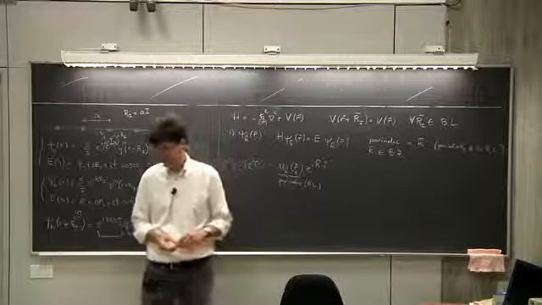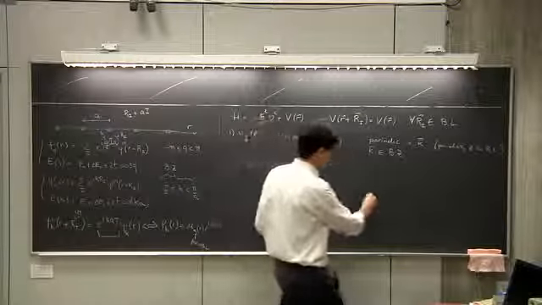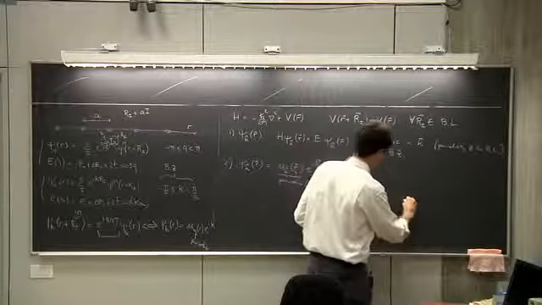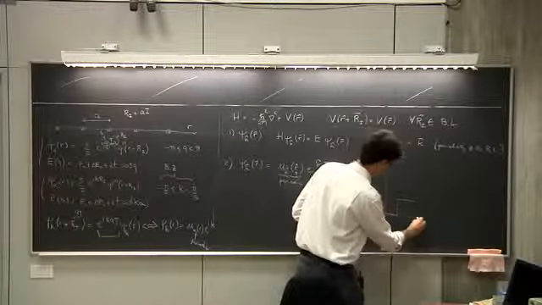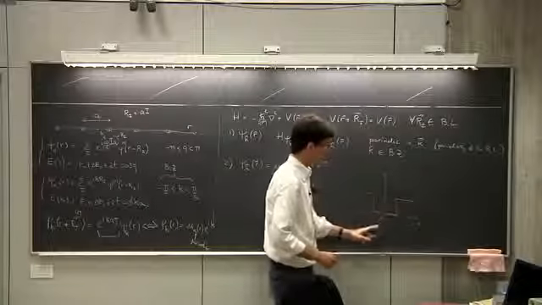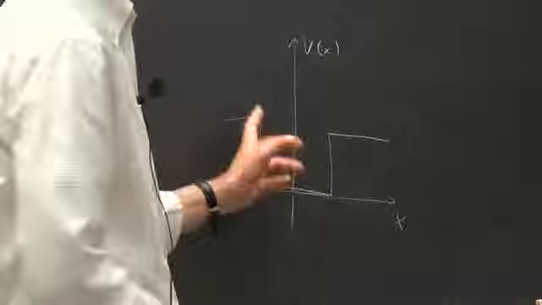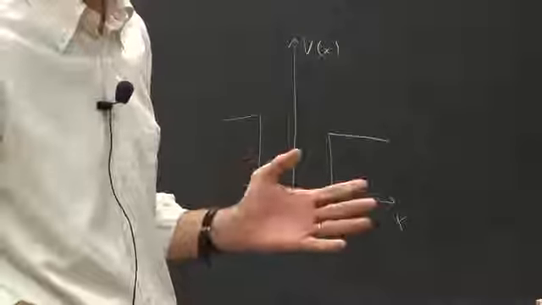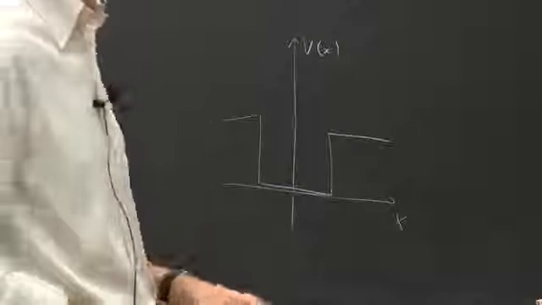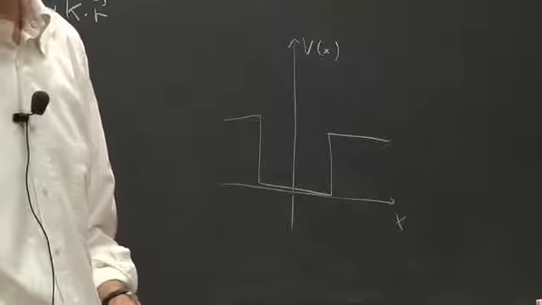Something even simpler, a square well. I hope you're all familiar with a square well. You have a square well. I can put the center at the origin here. So this is V of x. This potential clearly has inversion symmetry in one dimension, reflection symmetry. Question: do solutions of this problem have reflection symmetry or not?